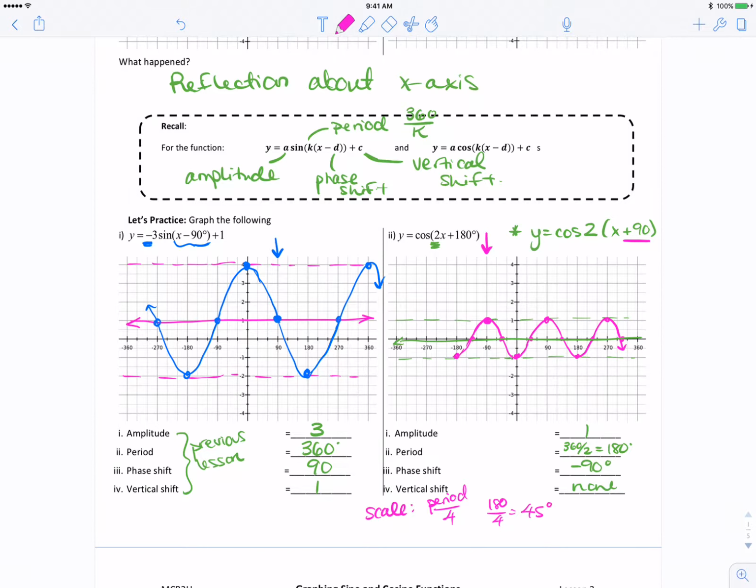Generally, we like to show 2 full cycles of a function. And here I've done more than that. I've shown about 3 full cycles.